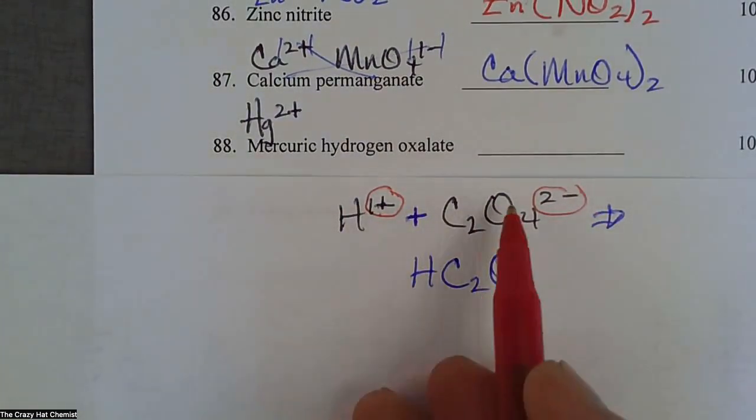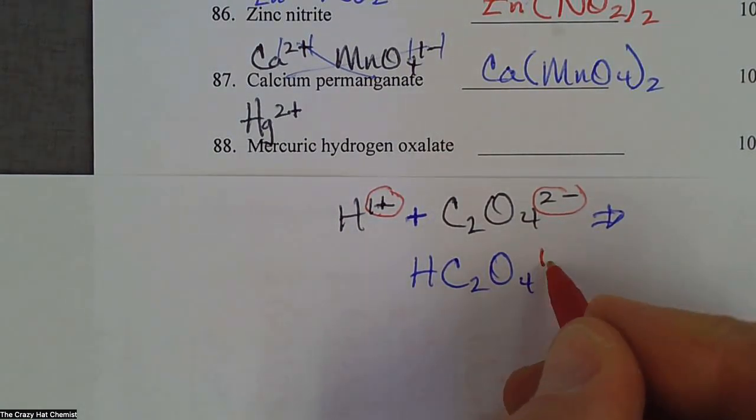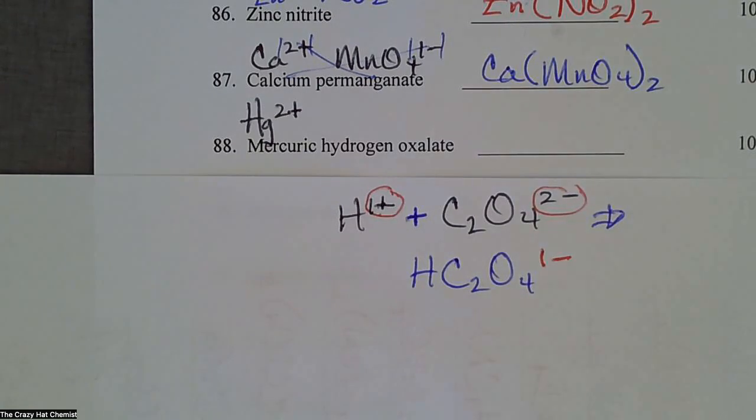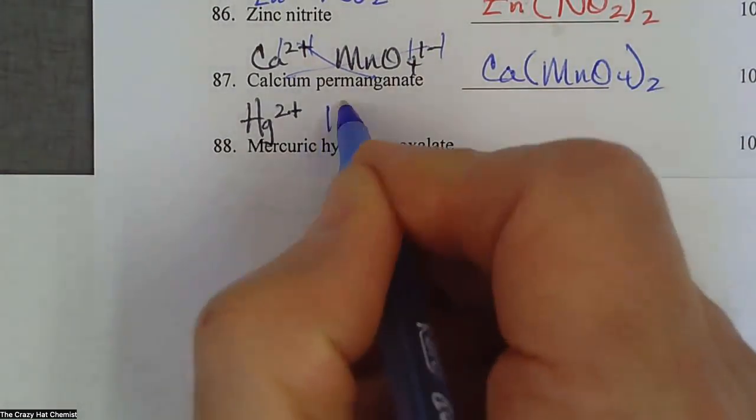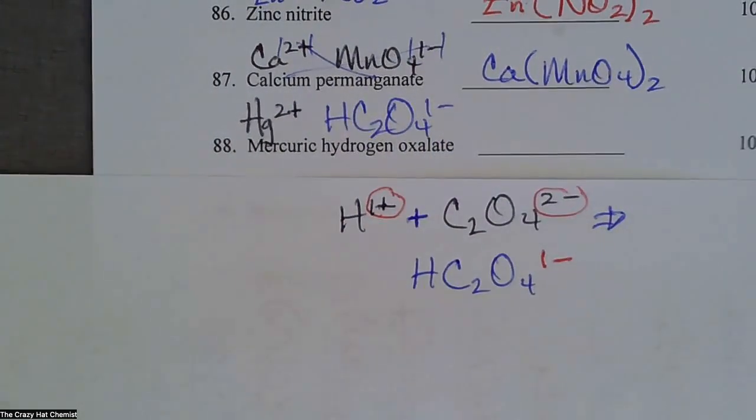I got a 1 plus and a 2 minus, so summing up those charges will give me a 1 minus. That is the formula for hydrogen oxalate. In fact, you could come up with the formula for bisulfate or hydrogen sulfate in the same way. So I'm going to use this hydrogen oxalate, HC2O4 1 minus, here for this problem.